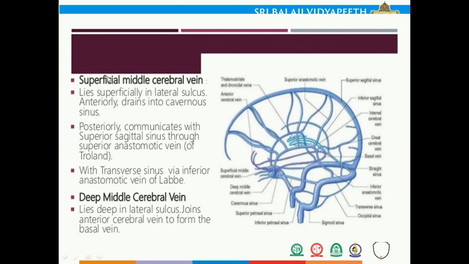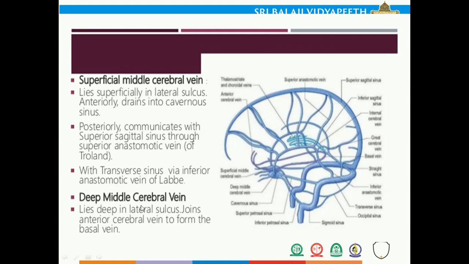First is the middle cerebral vein, otherwise called the superficial middle cerebral vein. Then we have the deep middle cerebral vein. So the middle cerebral vein is divided into a superficial middle cerebral vein and the deep middle cerebral vein. The superficial middle cerebral vein drains into the cavernous sinus, and it is called the vein of Trolard posteriorly. And the transverse sinus, which lies with the inferior anastomotic vein of Labbé, drains itself into the transverse sinus.